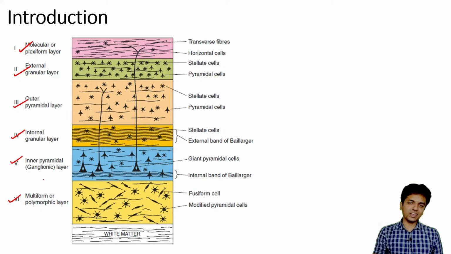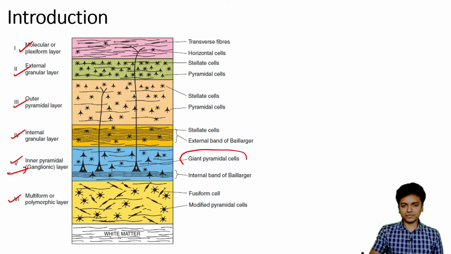The layer of interest as far as the corticospinal tract is concerned is the inner pyramidal or the ganglion layer, and the cells present in this inner pyramidal or ganglion layer are called the giant pyramidal cells. These ones, as you can see, are very big cells, giant pyramidal cells. These giant pyramidal cells are also called Betz cells. This much we have to know regarding the layers of the cortex.